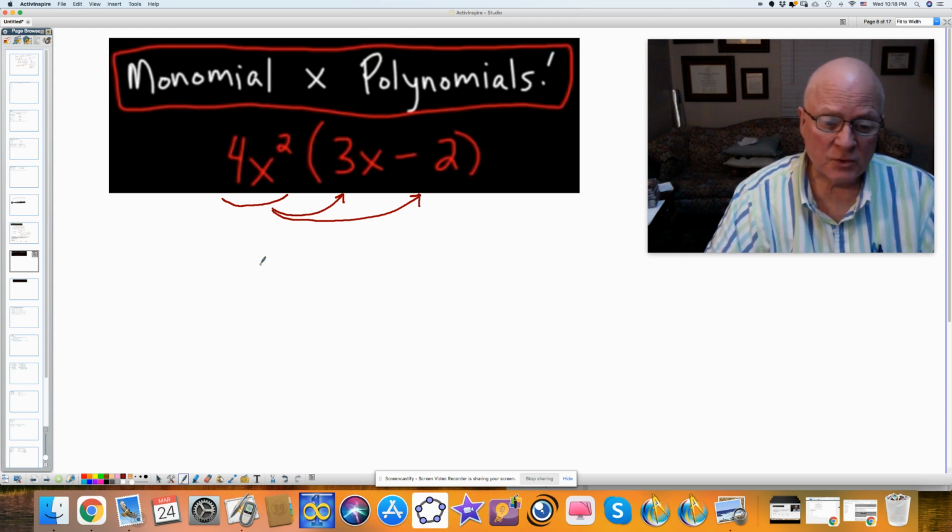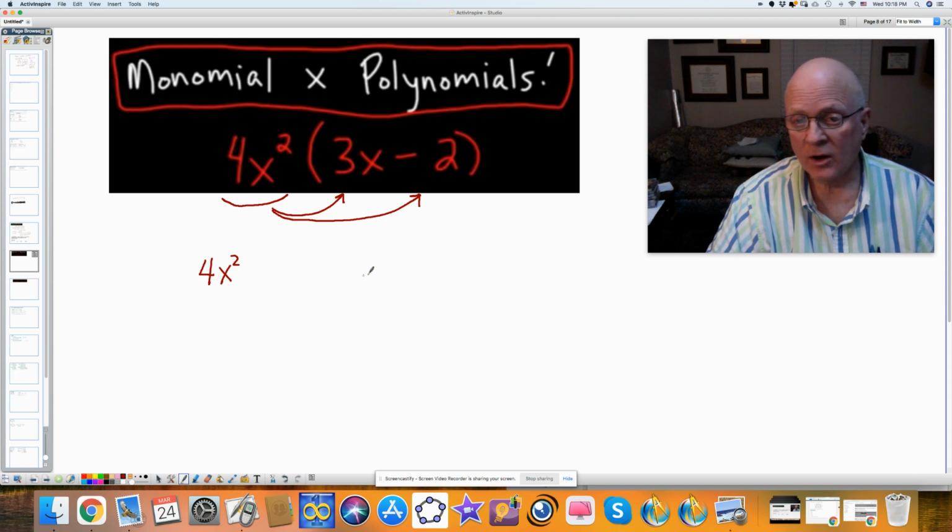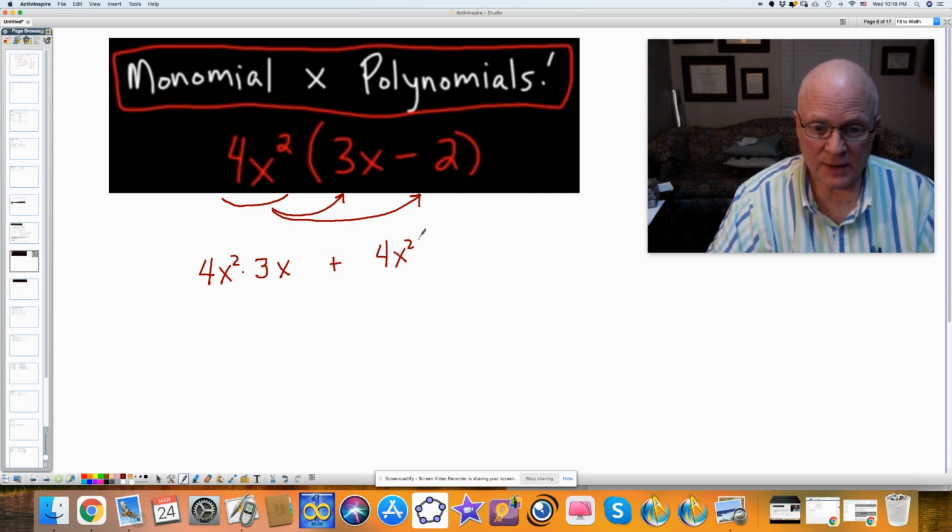I showed you before how we could use a box to do this. Here I'm just going to do this out. I'm going to say 4x squared, and I'll write it all out for you in this example. In the next one, I will be a little bit more free with what I'm going to write out. This is 4x squared times 3x, and then we have a plus 4x squared times negative 2. I could have said minus 4x squared times 2, I just want to keep the negative 2 together.